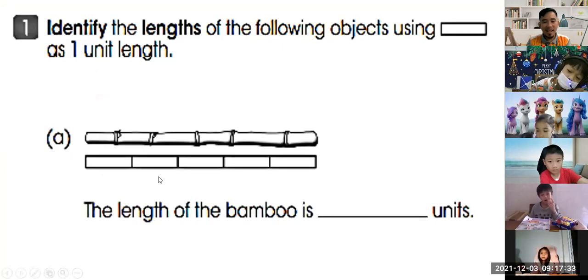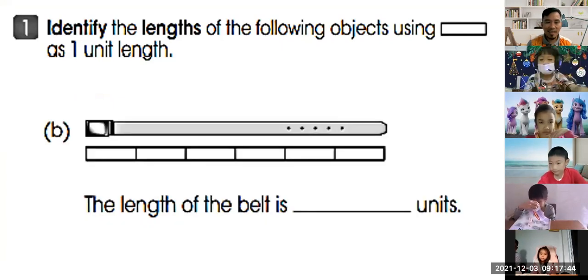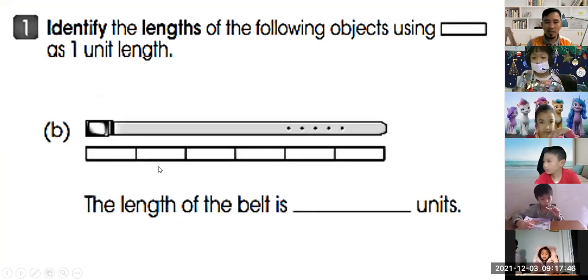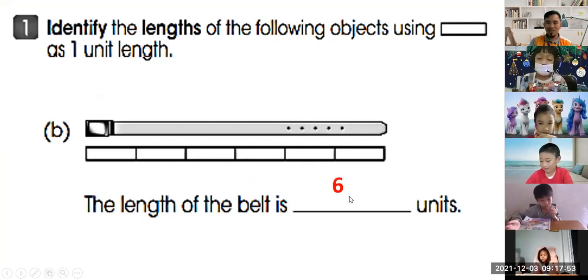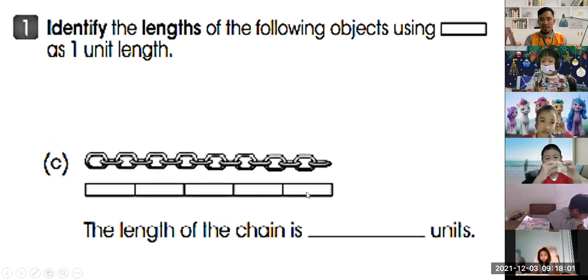Here, the length of the bamboo. How long is the bamboo? 1, 2, 3, 4, 5. 5 units, right? Here, the length of the belt. 1, 2, 3, 4, 5, 6. It is equal to 6 units, right? Here, the length of the chain. 1, 2, 3, 4, 5. So the length of the chain is 5 units.